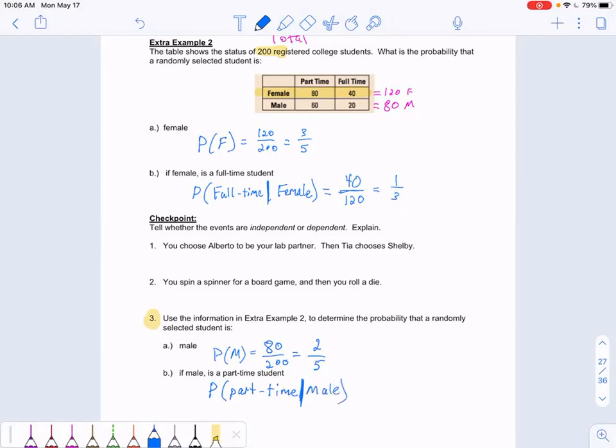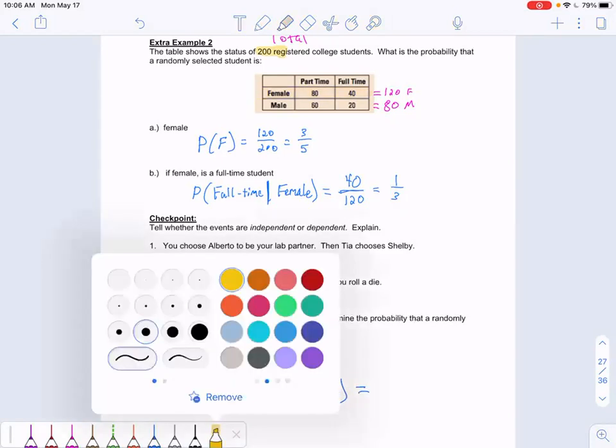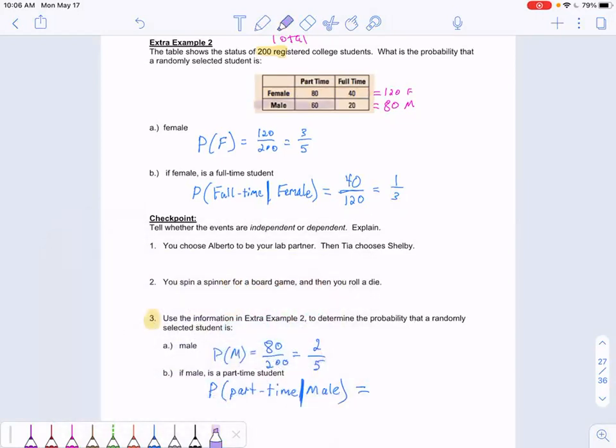So now when we look at this, I'm back up top. We're only looking at the males here. So Michael, what is the part-time? Yeah. Our new total is only going to be 80. And then there's 60 part-time out of that 80. And that gives us 3/4.